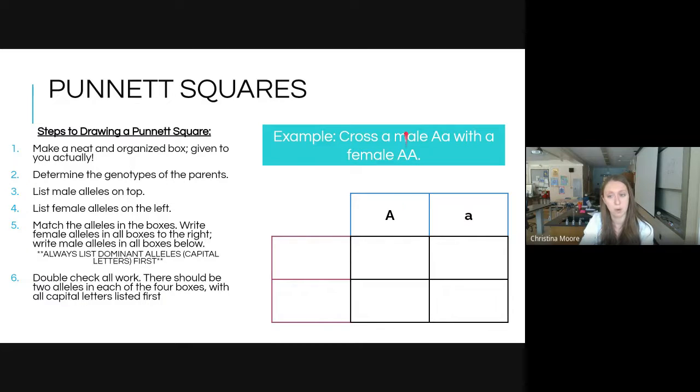I'm going to complete step 4 next. So here's the female genotype, homozygous dominant. I'm going to split those into these pink boxes here.